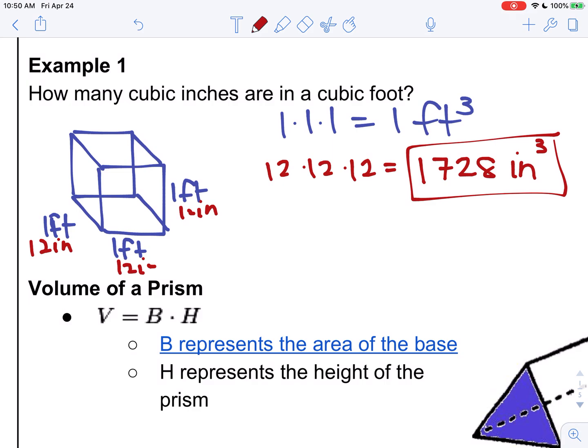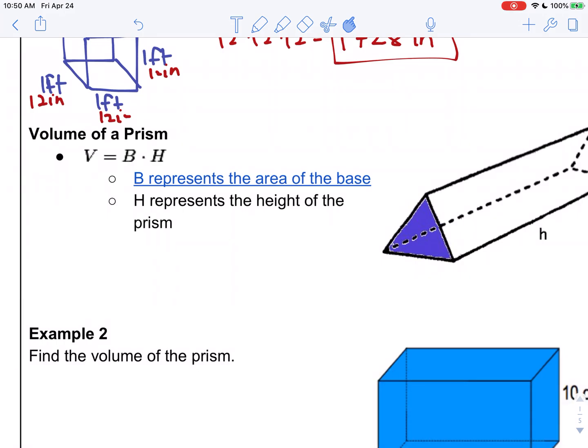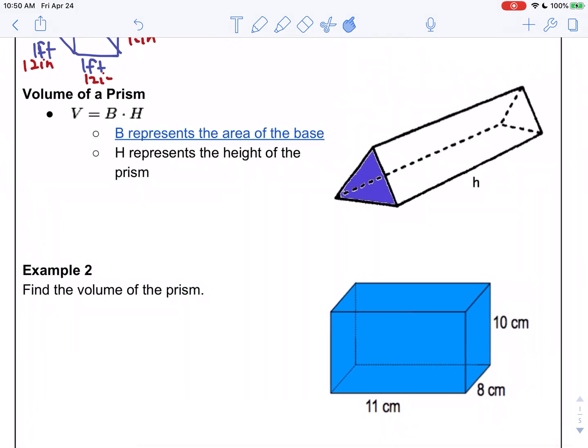All right, cruising along. If we want to find the volume of any prism, remember a prism has two congruent parallel bases. So in this case of our figure, we have this lovely triangle across from this lovely triangle. So it is a triangular based prism. Our generic formula is big B times big H. Big B represents the area of the base.